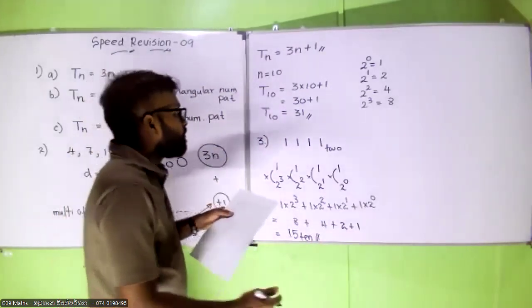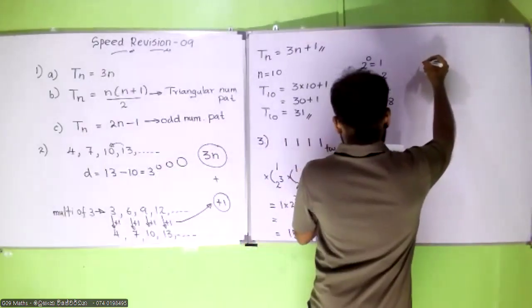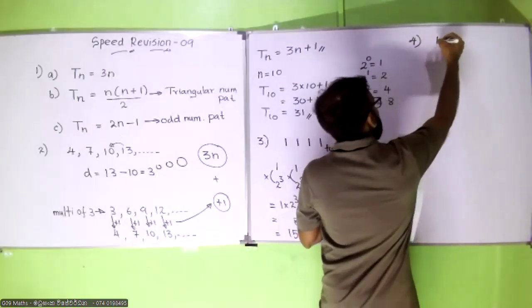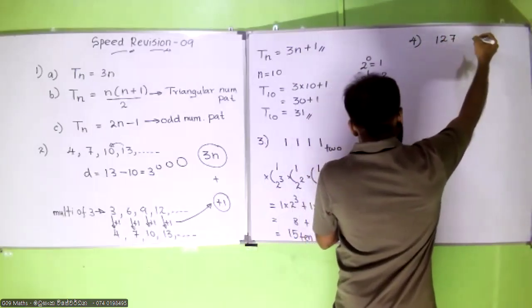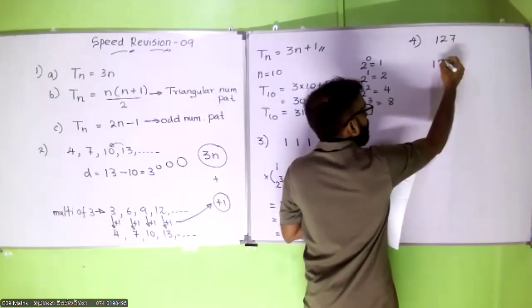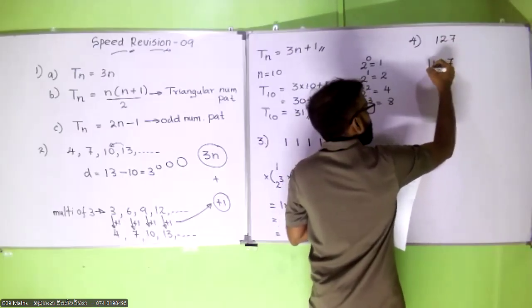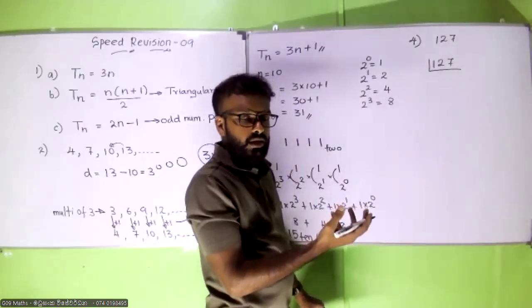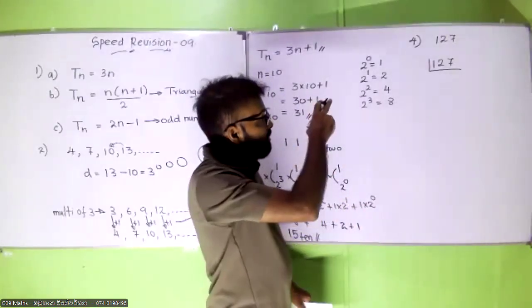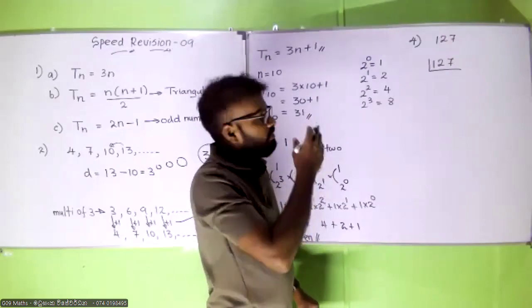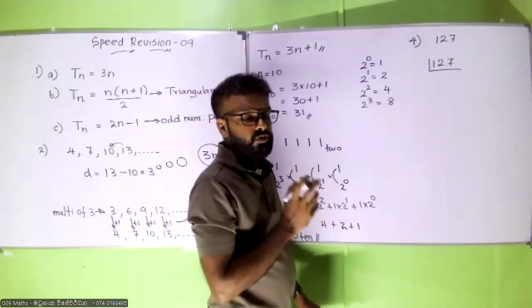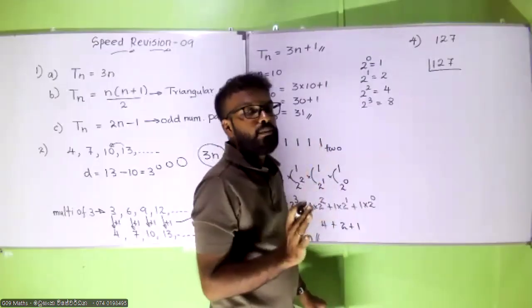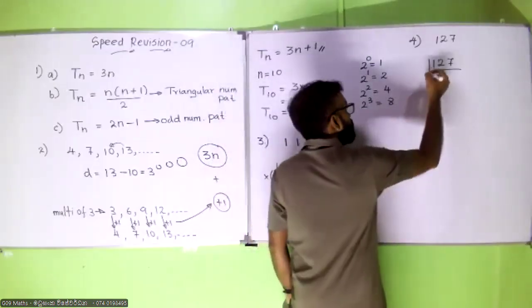Then the fourth question. Convert the decimal number 127 into a binary number. If you want to convert this into a binary number, base 2 number, you have to divide this number until you get 1 or 0 at the end. It doesn't matter, I will do both of them.